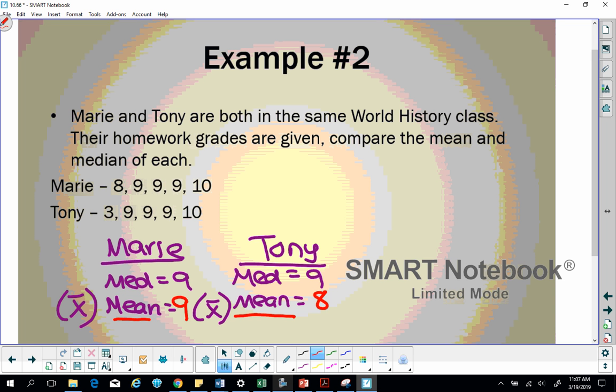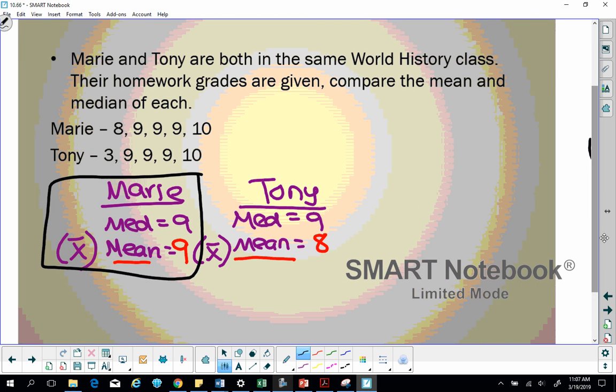So do you guys see how Marie's means and medians are the same number? They're both 9. What type of distribution is hers? Normal distribution. So when they're equal, I know that this is a normal distribution. It doesn't matter which one I use, because no matter what, they're the same center.